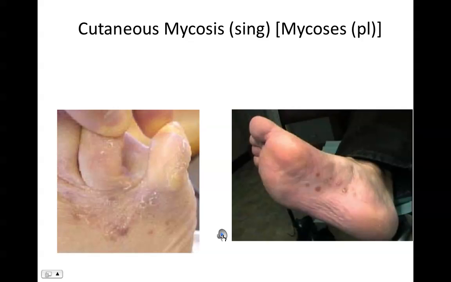Now, there's a medical term that means cutaneous mycoses. The medical term is derived from Latin, and the word is tinea. We're then going to use a second word along with the word tinea that tells us where the fungal infection is located on the skin. So tinea pedis is the clinical or medical term for athlete's foot.